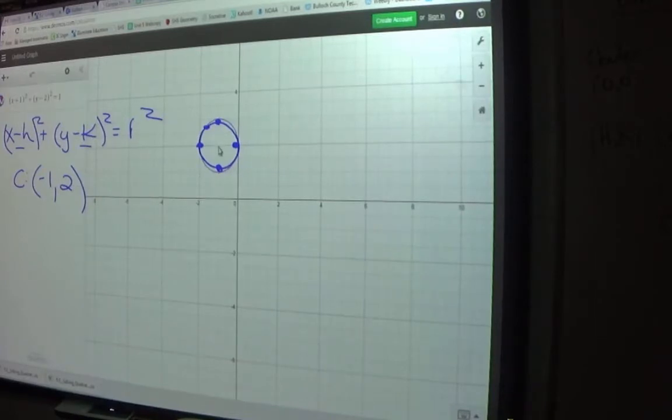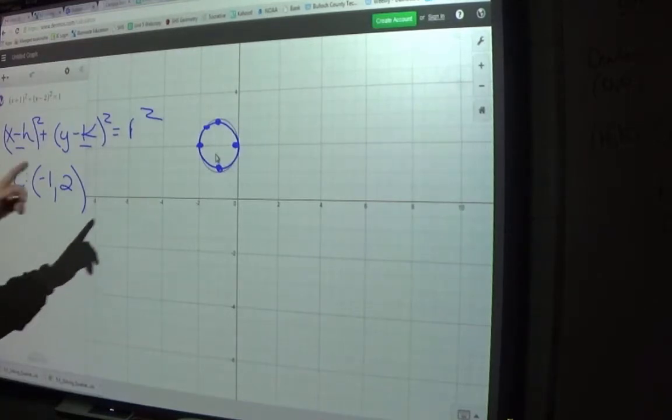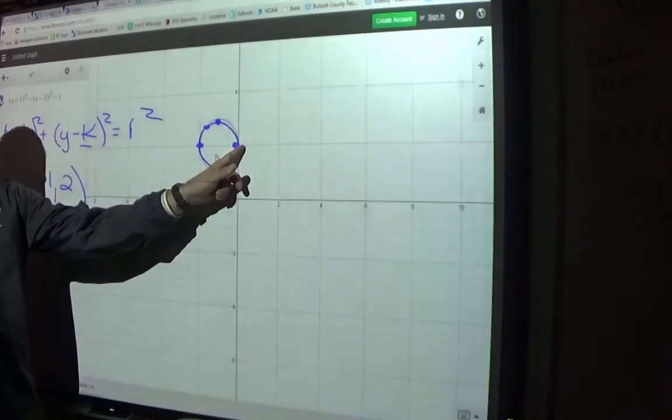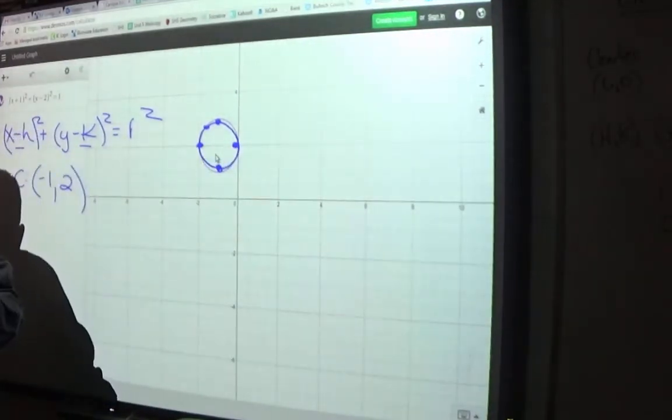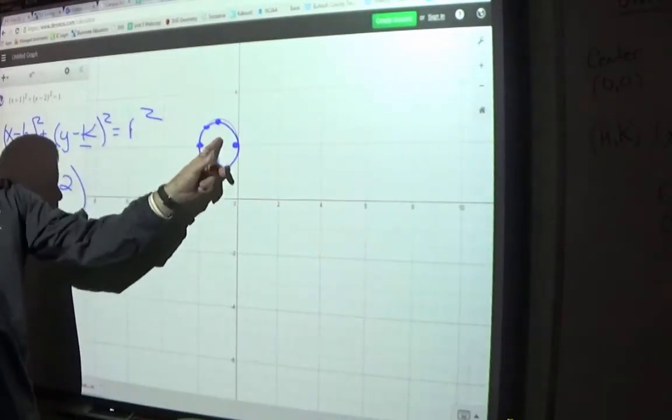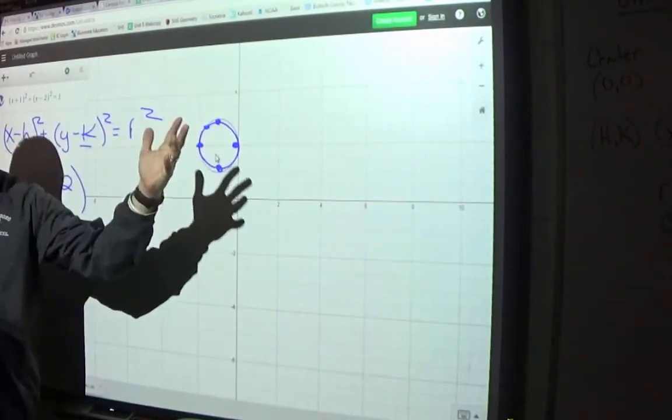I don't know what radius you were doing. The radius is 1. So what is the radius? The radius is from the center to the edge of the circle. So from here to here, it's 1. It's 2 blocks. That's what threw me off. So 1, 1, 1, 1.